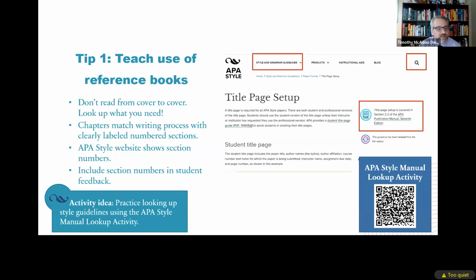So one last thing on this tip, another way that students can practice is by using our brand new instructional aid, the APA Style Manual Lookup Activity. You can see the QR code to access that, and it's also in the instructional aids section of our site. And that's the end of tip number 1.